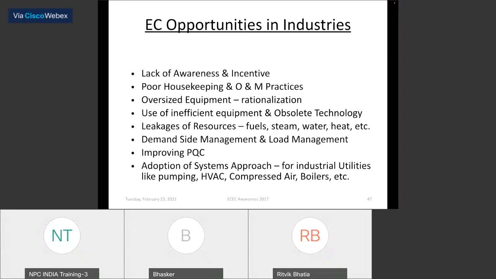The second thing is poor housekeeping and O&M practices. Most of the time, the people are not getting any equipment for maintenance purposes. Third is oversized equipment at your premises. If they want a 5 horsepower motor, they will keep a 10 horsepower motor. So oversized motors or oversized equipment also give a lot of problems in the industrial sector. No doubt the consumption is also more.